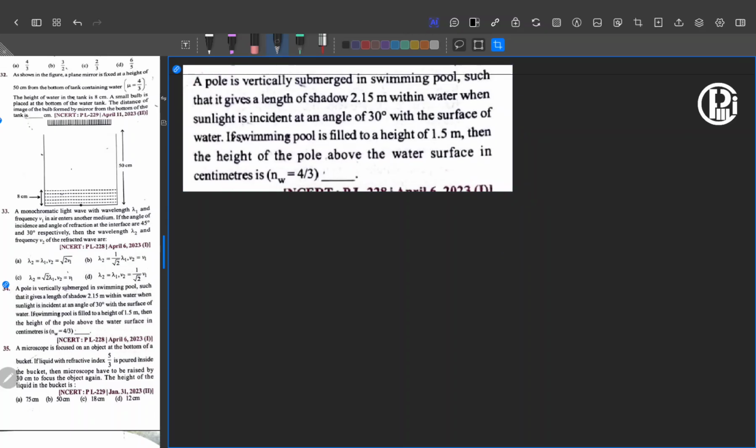So there was a question number 34. The question is: a pole is vertically submerged in a swimming pool such that it gives a length of a shadow 2.15 meter within the water when sunlight is incident at an angle of 30 degrees with the surface of water. If the swimming pool is filled to a height of 1.5 meter, then the height of the pole above the water surface in centimeter is, right? So let me draw the diagram first, then we will solve the problem.